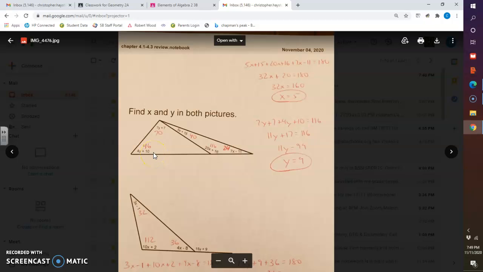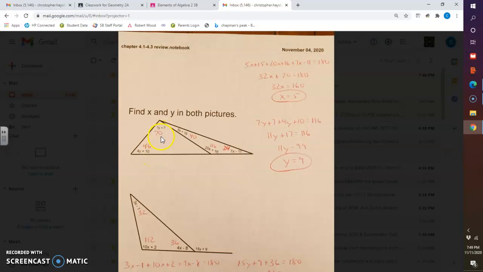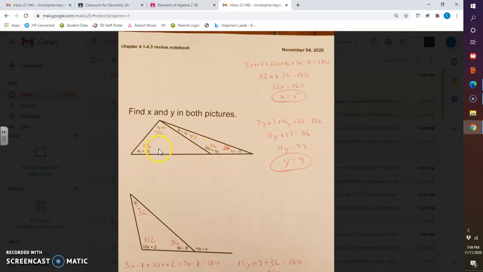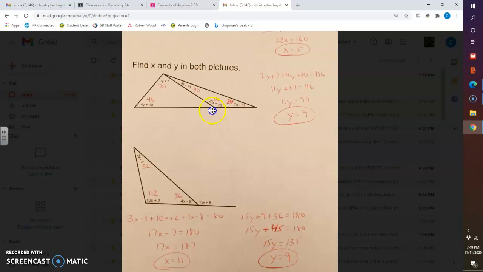So I get 46 degrees here and 70 degrees here. And think about that. That would make this angle 64 degrees. 64, 70, and 46 is 180, and 64 and 116 is 180.